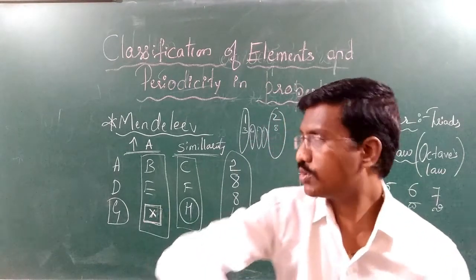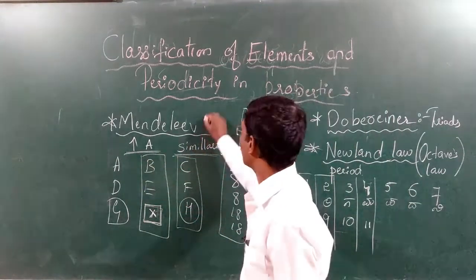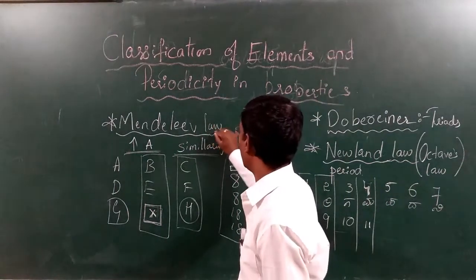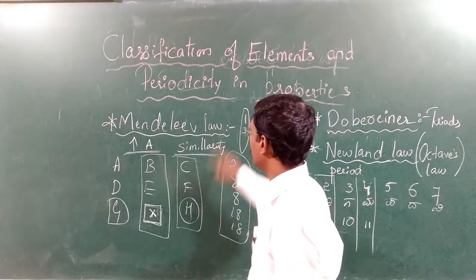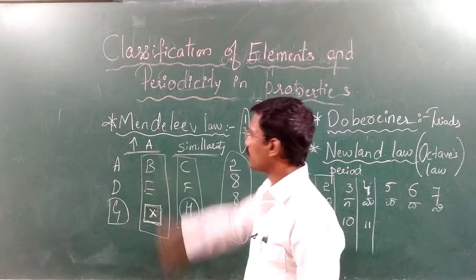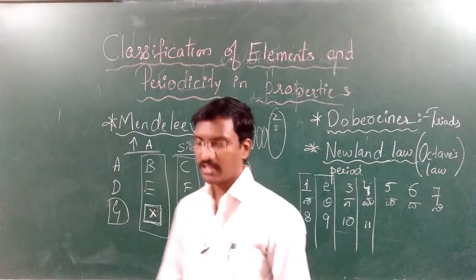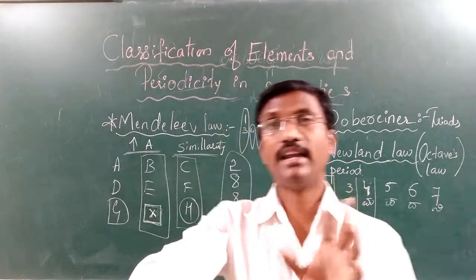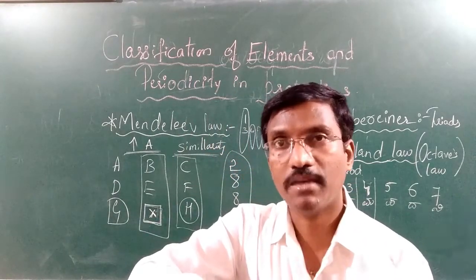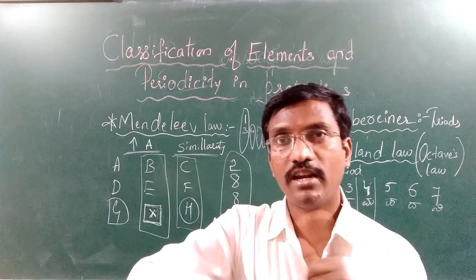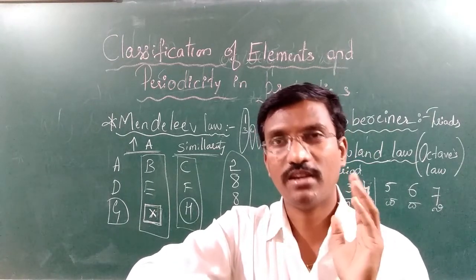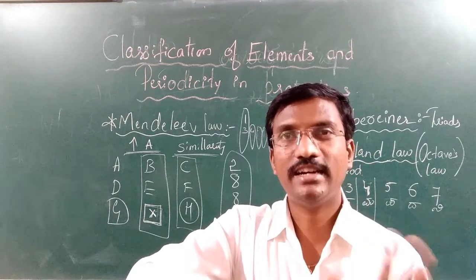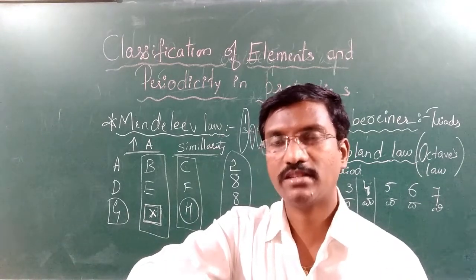So here one question will arise: state Mendeleev's law. What is Mendeleev's law? He arranged the elements in increasing order of atomic mass. For that reason, he said that the properties of the elements are a periodic function of their atomic mass, which is called Mendeleev's periodic law. There is no change from how you studied it in high school. The same statement is followed here.